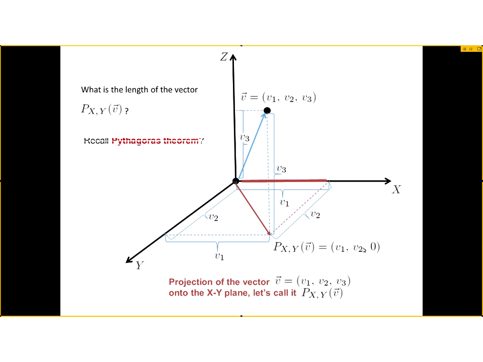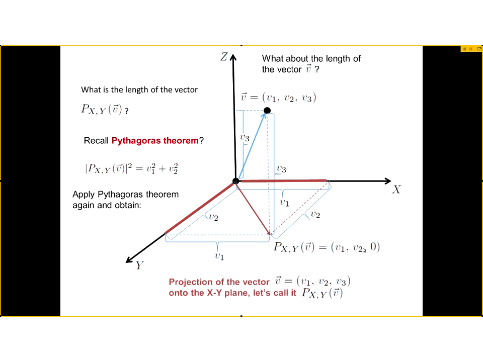So what is the length of the vector? We know by the Pythagoras theorem. With the Pythagoras theorem, we can find the length of this vector. Just see the red area. From this method, we can find the length of the vector. The length of PXY squared is equal to v1 squared plus v2 squared. What about the length of the vector v? Similarly, we can find the length of the vector v. Apply the Pythagoras theorem again over here, and we can find the length of the vector v also.